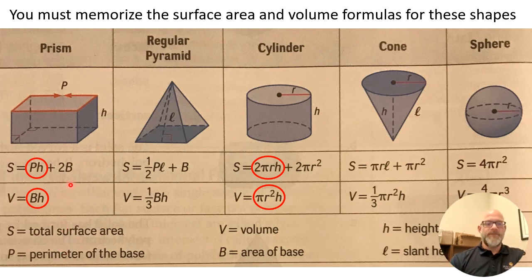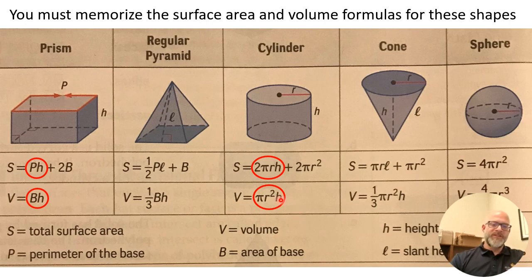All right. Then, how about the volume of this guy? B times H. What's B? Area of the base. That's this, the area of the base, times the height. That means the area of the base is going to sweep out everything in this prism and get you volume.